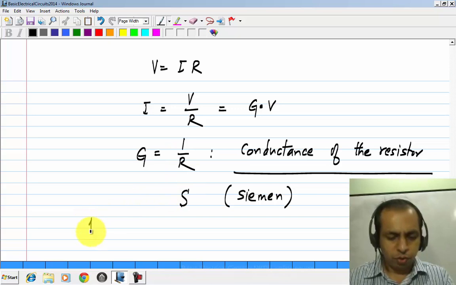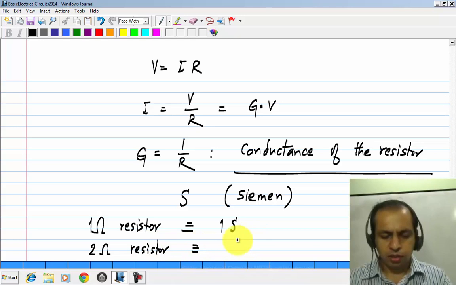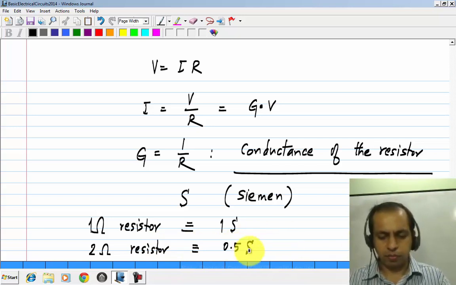So, if you have a 1 ohm resistor, it is the same as saying it has a conductance of 1 Siemens. If you have a 2 ohm resistor, it is the same as saying the conductance is half a Siemens. Okay?